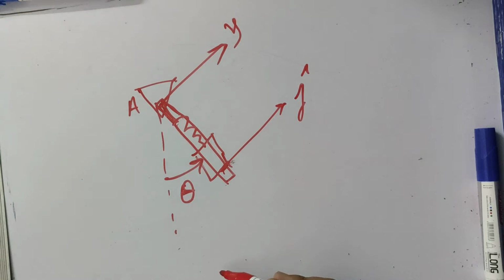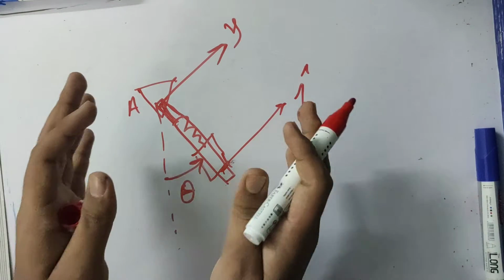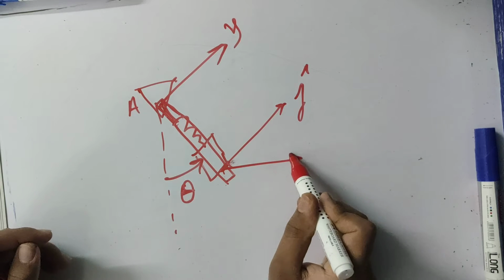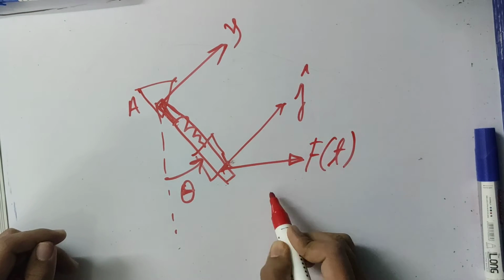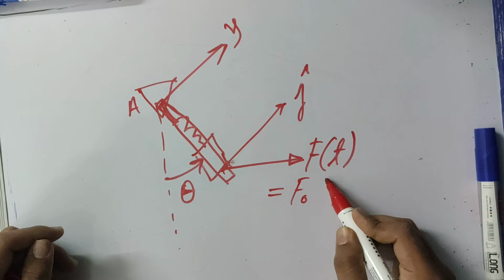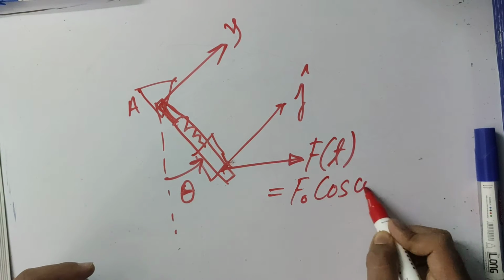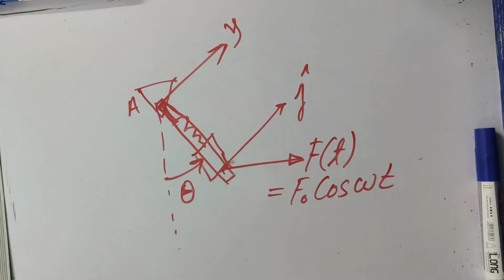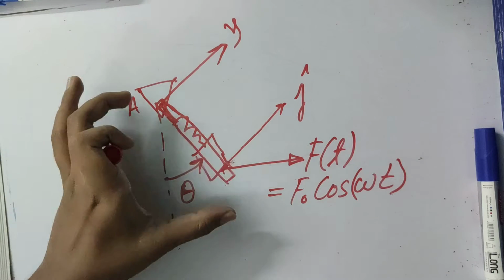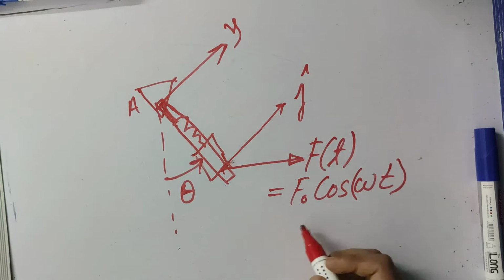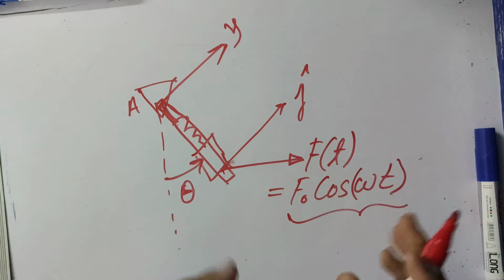Right, j cap, whatever. Now to make this system move, I had applied a horizontal force F of t, as I had defined in the problem at the very beginning, to be equal to some initial F0 times cosine omega t. If you remember, cosine of omega t, and this is the external non-conservative force acting on the system to make it move. This is the total force acting, the net force.